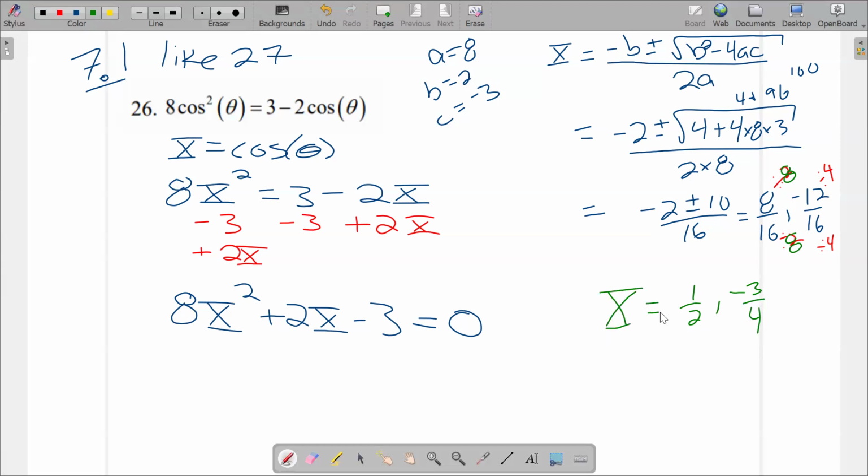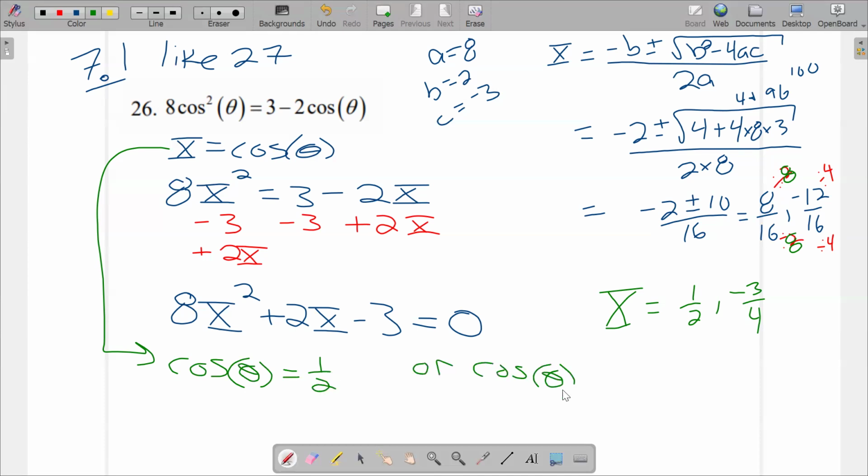Now I know capital X, I can then go back and reverse substitute with the cosine. So I have 2 possibilities here. I have the cosine of theta is 1/2, or I have the cosine of theta is negative 3/4.